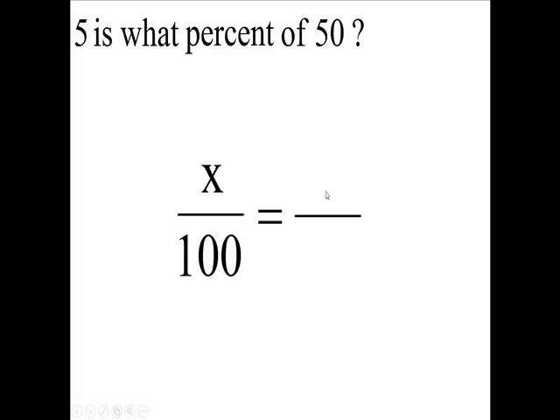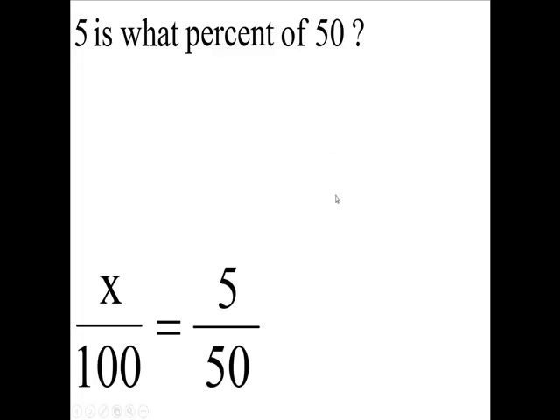The right fraction now, does the 50 go on top or on the bottom? Well, the 50 follows the word of. It becomes the base because it comes after the word of, and the base goes in the basement or the bottom of the right fraction. The only other place for the 5 is right here. Okay? Copy that down here.